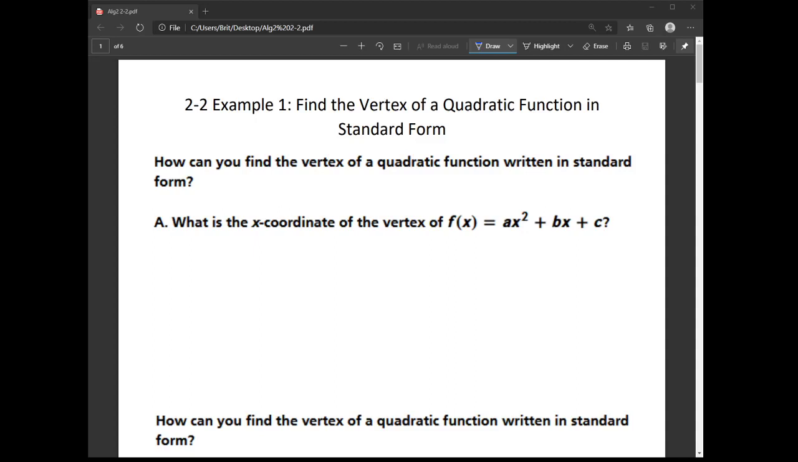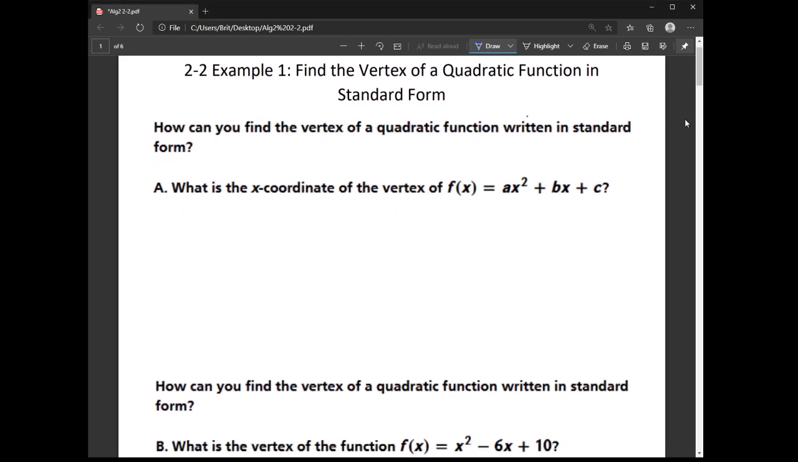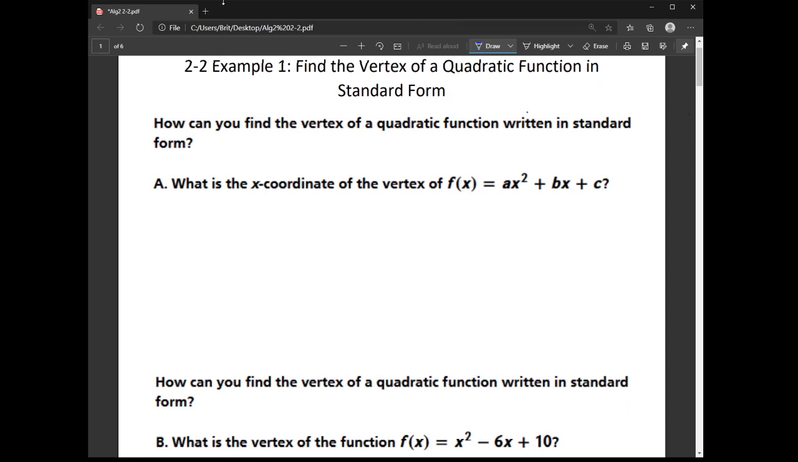In this video, I'm covering example 1 from section 2-2 in the SavvasRealize Algebra 2 textbook. I am looking at finding the vertex of a quadratic function when it is written in standard form. The procedure really isn't too bad.